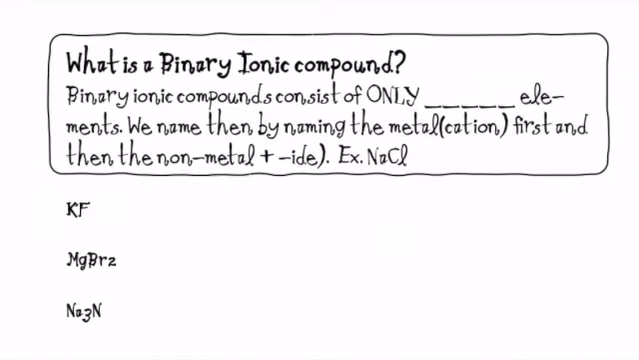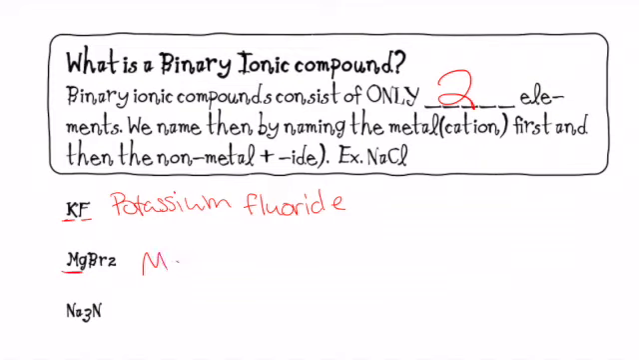What is a binary ionic compound? Binary ionic compounds consist of only two elements. We name them by naming the metal, the cation, first, and then the nonmetal. So, for example, sodium chloride. If we look at this one, we name the metal first, potassium, and then fluoride. Then we have magnesium, the nonmetal, bromide. Try the last one on your own.